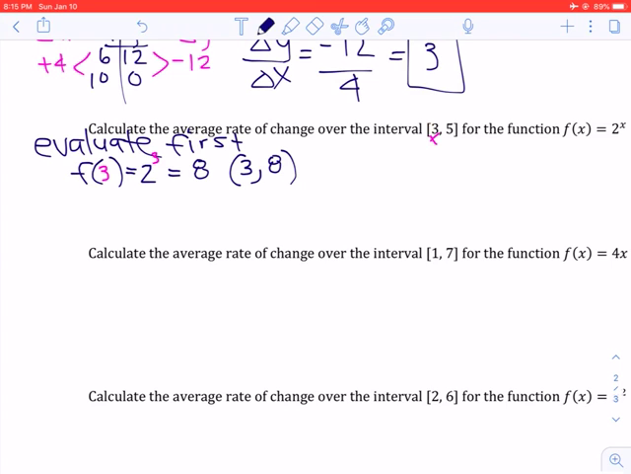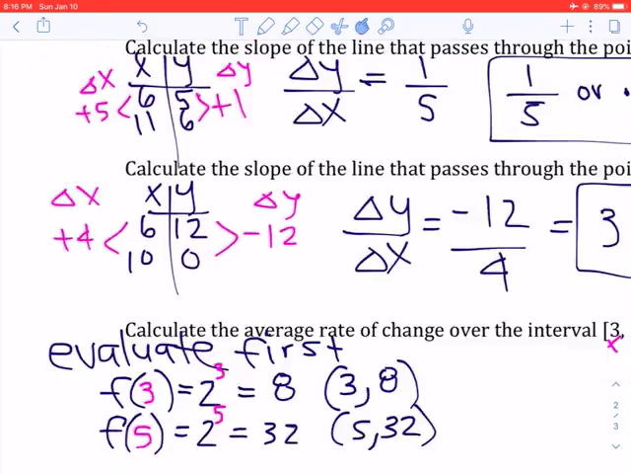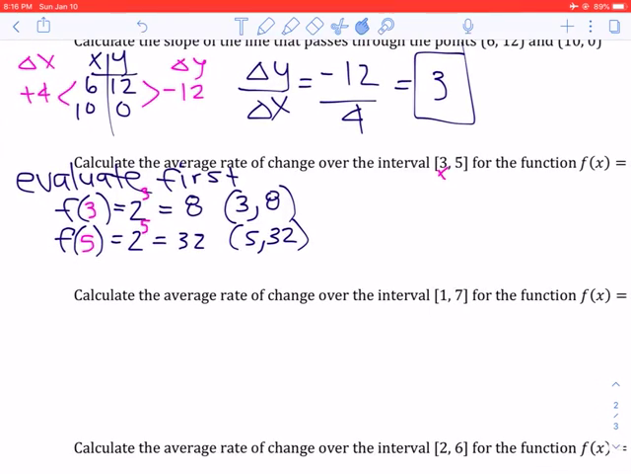And then we're going to do the exact same thing for the endpoint in this interval, 5. So f of 5, we're going to change our exponent to a 5. 2 to the 5th power is 32. Or the point 5, 32. Now we're able to essentially do what we did up here. Of course, we know this isn't a line, but the process is the same. It's time for a table.